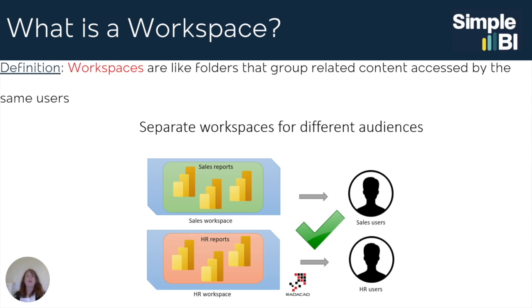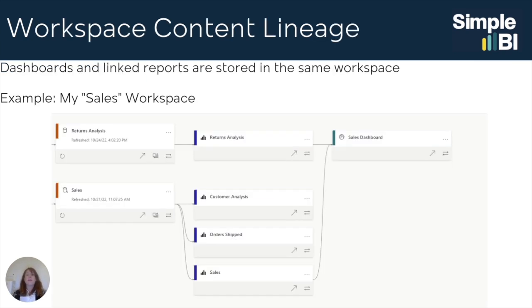Permissions can be set at the workspace level, which is convenient if you have the same users accessing the content in the workspace. Dashboards and linked reports are stored in the same workspace. For example, my sales dashboard links to my sales report and my returns analysis report, which all reside in my sales workspace. Datasets will reside in the same workspace as the report to which it was first connected.